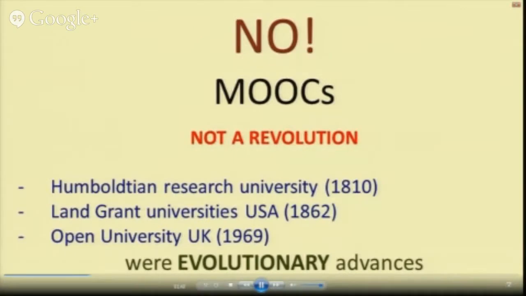With hindsight, we can see that developments that looked revolutionary at the time, such as the Humboldtian University in Germany, the land-grant universities in the US, and the Open University in the UK, were merely milestones in the evolution of higher education. Each was gradually absorbed into university life.